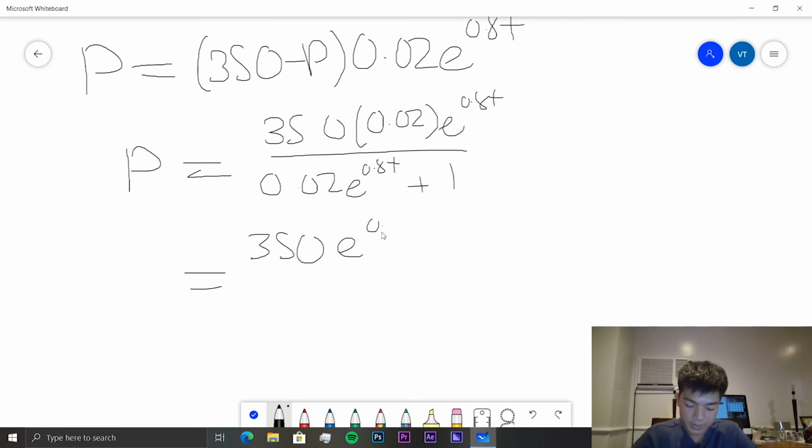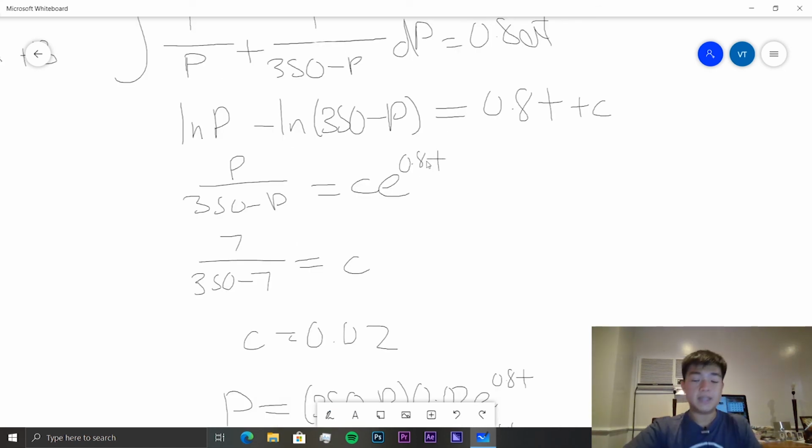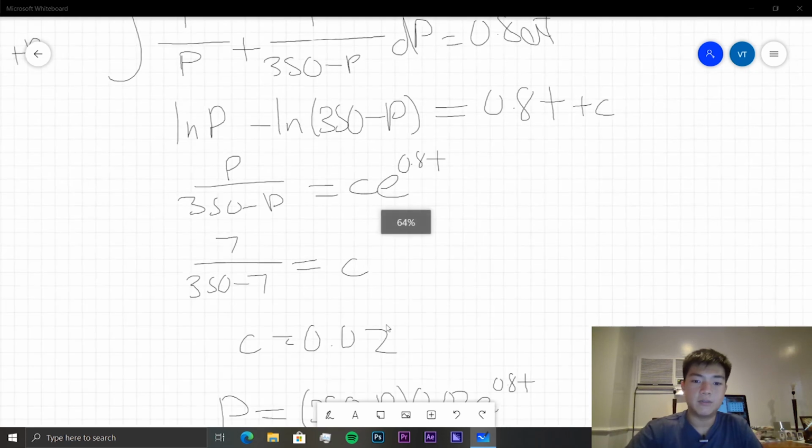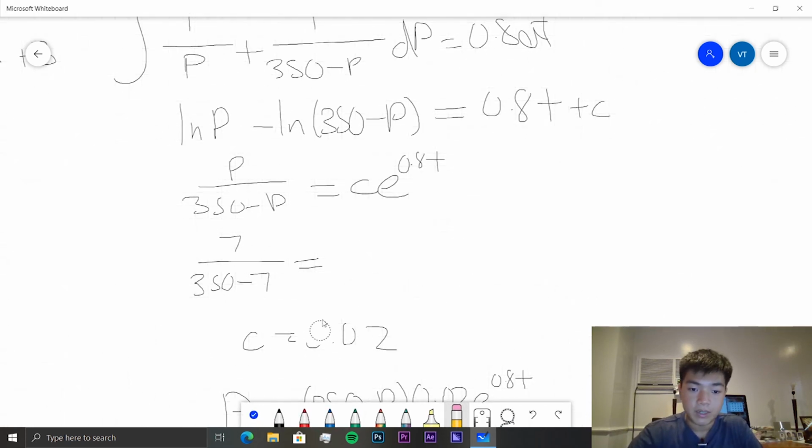e to the 0.8 is 2.22. This might be e to the 0.8 actually. Yeah, sorry. So I think this is day 1 of the outbreak. So this is 7 over (350 minus 7), so 0.02 divided then by e to the 0.8. Yeah, and so we get c is equal to around, not 0.02, but actually it's around 0.009.